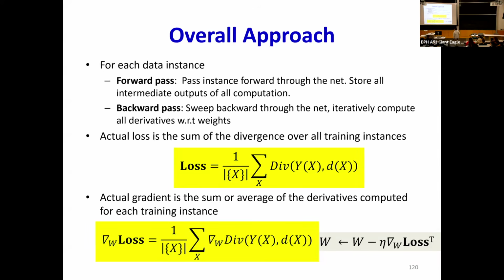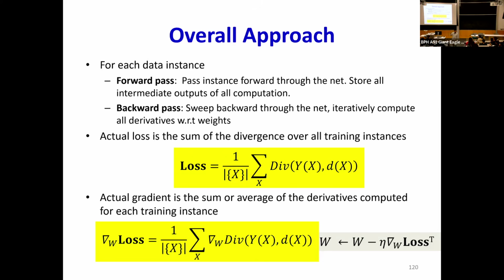The actual loss is the average of the divergence over all training instances. And what backprop does is to compute the derivative of the divergence with respect to network parameters for an individual training instance. You would have to do this over all of your training instances, average these derivatives, and that is going to be the derivative of the loss with respect to the network parameters. This is what you would use in your gradient update, right?